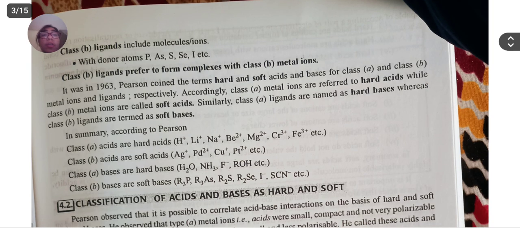In summary, according to Pearson, class A acids are hard acids: H+, Li+, Na+, Be2+, Mg2+, Cr3+, Fe3+. Class B acids are soft acids. Class A bases are hard bases. Class B bases are soft bases.